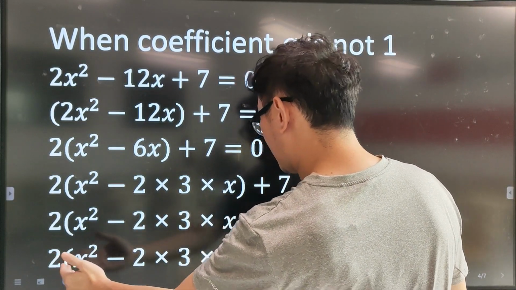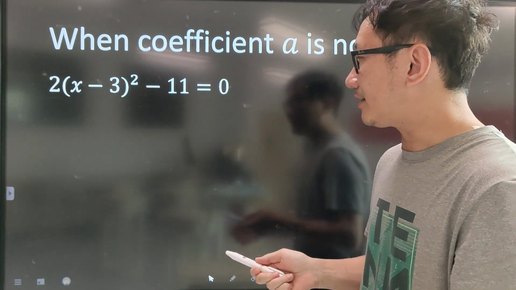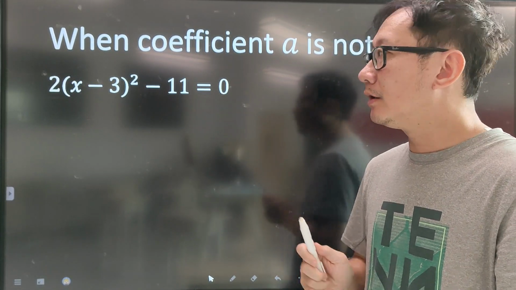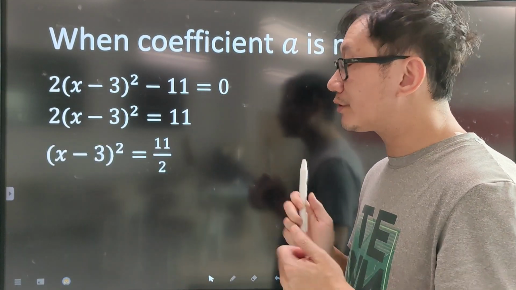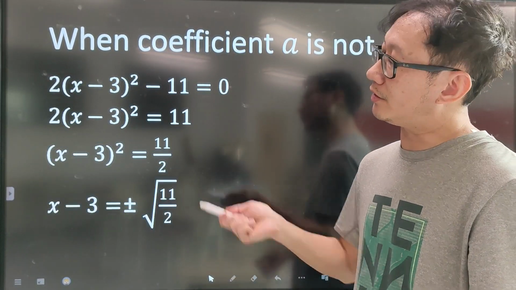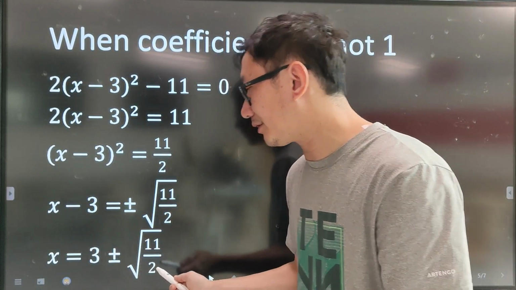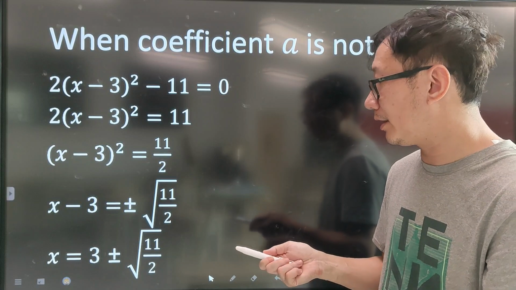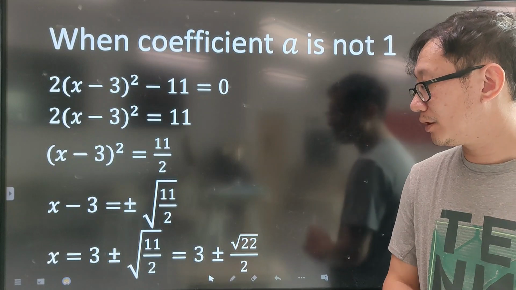This one here is my perfect square. I'm going to rewrite it as x minus 3, the whole thing squared. And plus 7 minus 18 gives me minus 11 equals 0. I will add 11 on both sides of the equation. I will divide by 2 on both sides of the equation. Again, I will take the square root on both sides of the equation and make sure you have that plus and minus. Finally, I add 3 on both sides of the equation. And if you want, you can tidy up the solutions a bit by rationalizing the denominator. Okay, so then we will have 2 solutions.